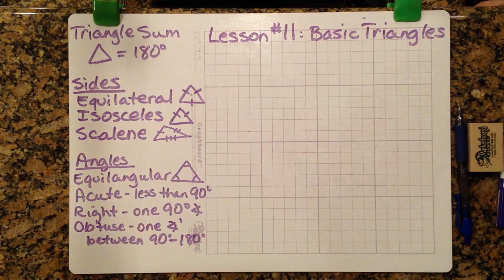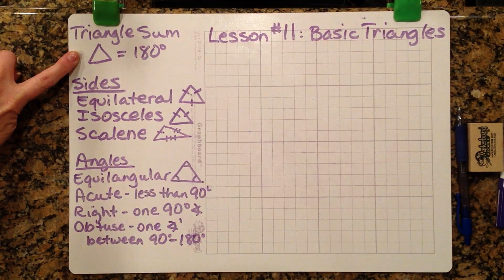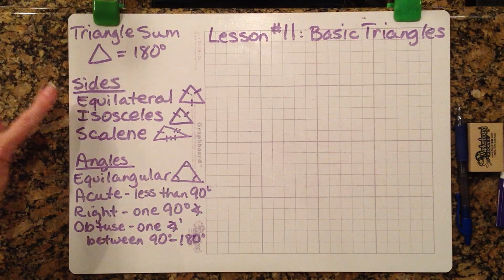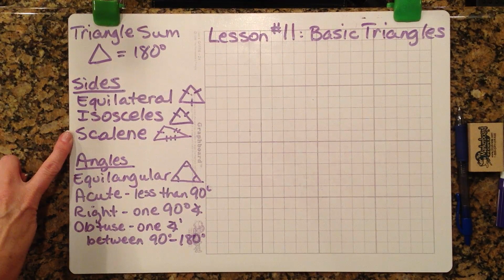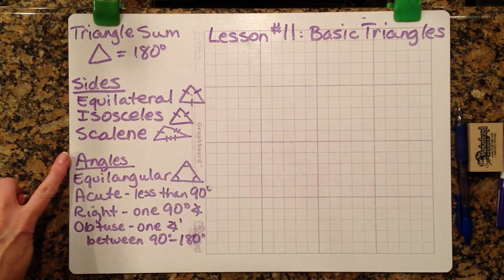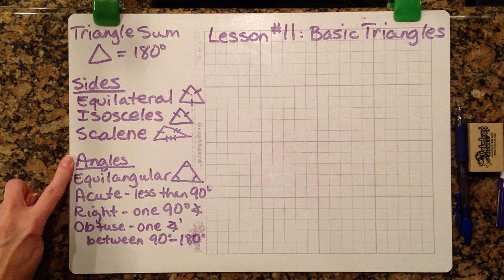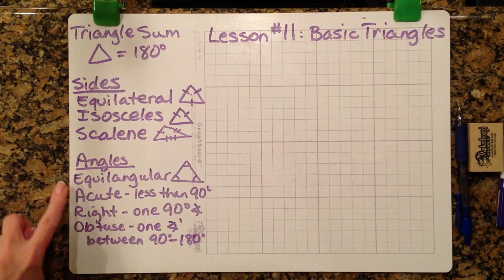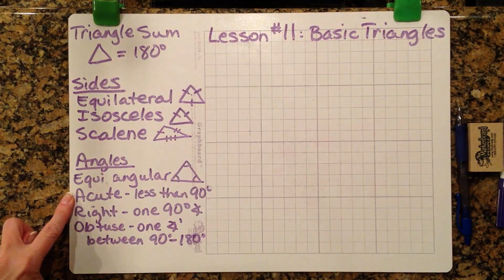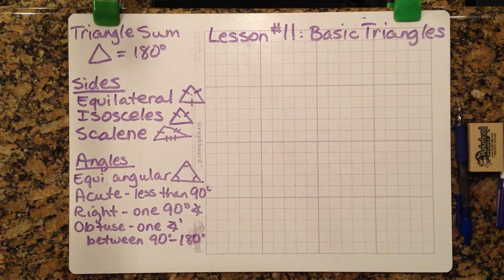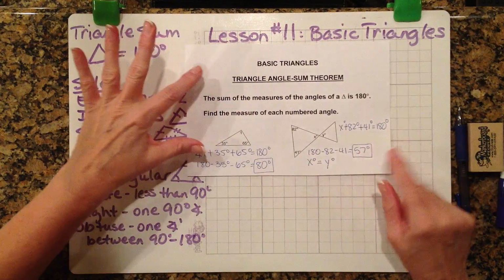I'm Mrs. Neill, and this is lesson number 11, Basic Triangles. Today we're going to talk about triangle sum. Then we're going to talk about triangles classified according to their sides. We've got equilateral, isosceles, and scalene. And we're going to look at classifying triangles according to their angles: equiangular, acute, right, obtuse. So let's start out with triangle sum.